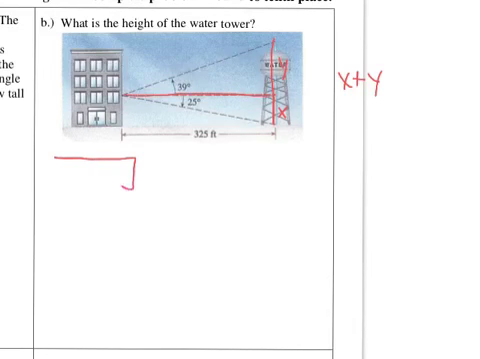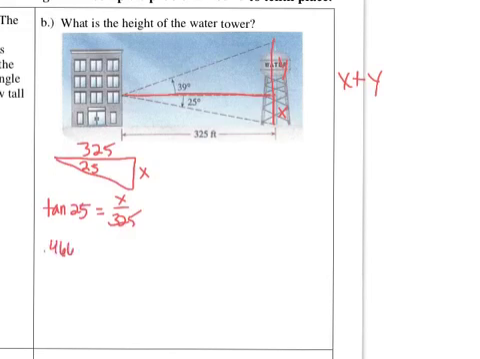So if I look at that, here's my lower part. This is 25. This is 325. I'm going to use the tangent again. The tangent of 25 is going to be x over 325. The tangent of 25 is 0.4663, so 0.4663 over 1 is equal to x over 325. And in that case, you're going to get x is 151.55. That's the bottom half.